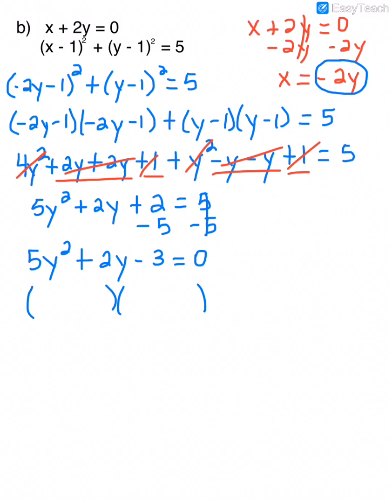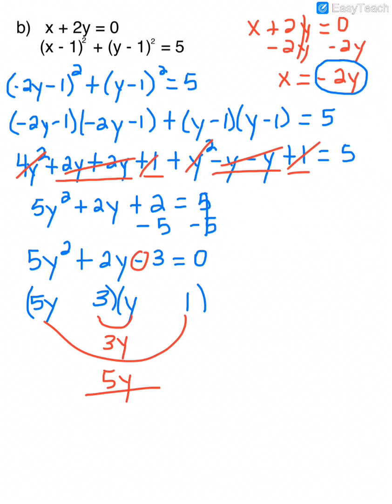Alright, the only factors of 5 are 5 and 1, so that would be 5y times y. And the only factors of 3 are 3 and 1. So let's do this. Remember, anytime we're factoring, we can check with a smiley face. This tells me that my signs are different, so I'm going to be subtracting. So this is a 3y and a 5y, which subtract to give me 2y. So it does factor.